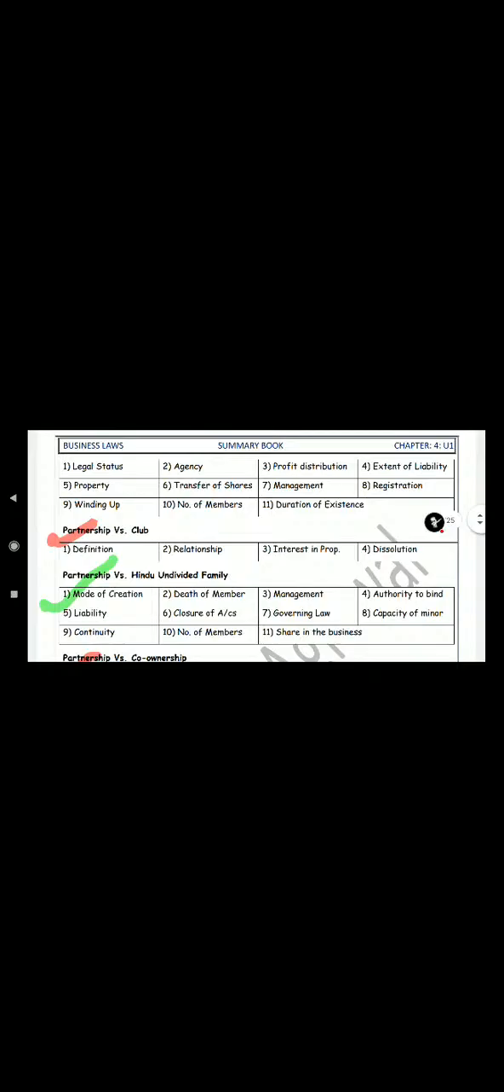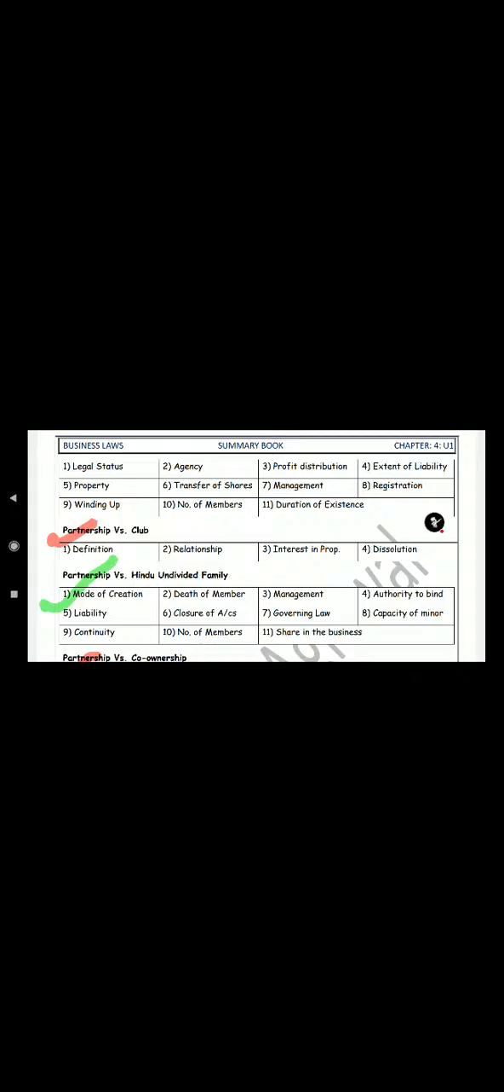Partnership versus Joint Stock Company. Legal status, agency, profit distribution, extent of liability, property, transfer of shares, management, registration, winding up, number of members, duration of existence.